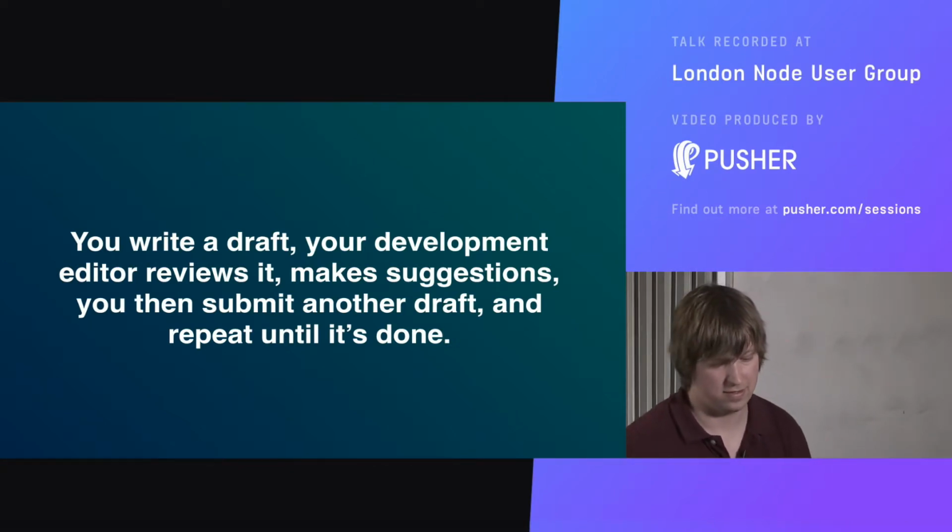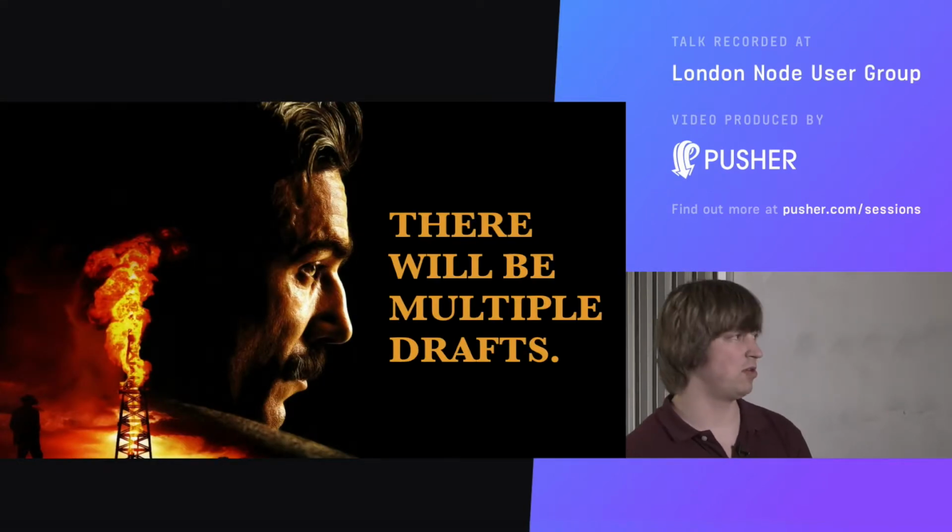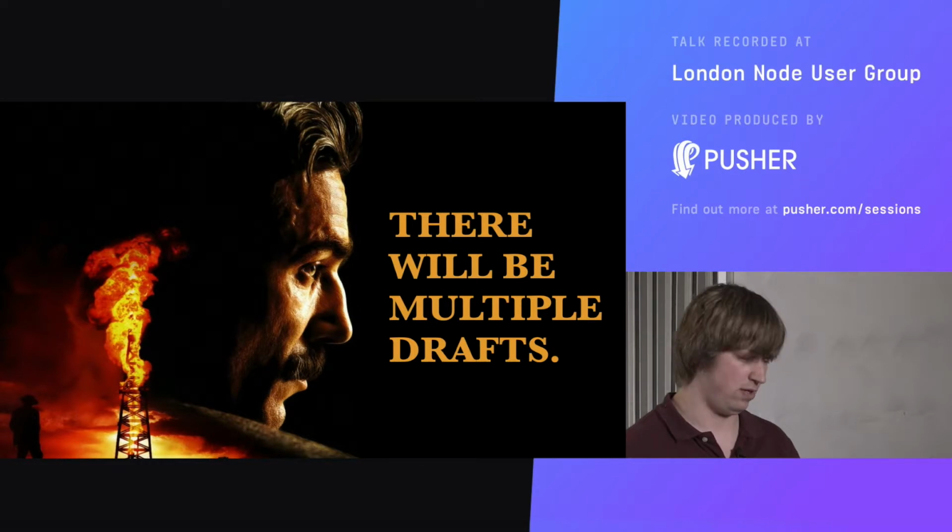I kind of like this phrase: there will be multiple drafts. I think this is what they should hand out to all authors. There will be multiple drafts. You're not going to get the first draft and it's going to be like, brilliant, done.